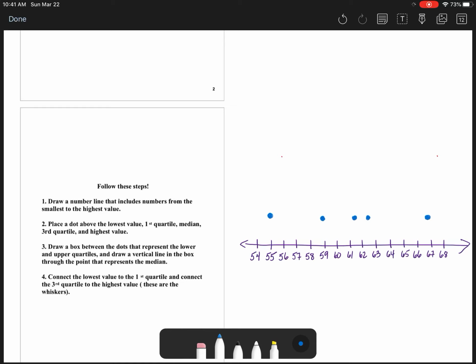Okay, now the next thing I'm going to do, take a look at step number 3. It says draw a box between the dots that represent the lower and upper quartiles and draw a vertical line in the box through the point that represents the median. So what we're going to do here is create a box. This is the box part of our box and whisker. Okay, we want to create a box out of this.